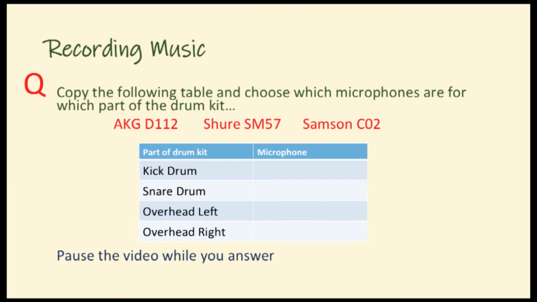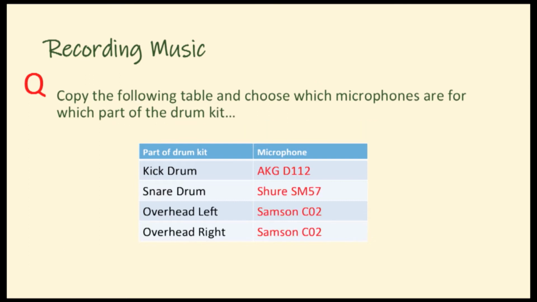And the answers to those are: the kick drum is the AKG D112, snare drum is the Shure SM57, and both overheads are a Samson CO2 microphone. Green pen those answers now.